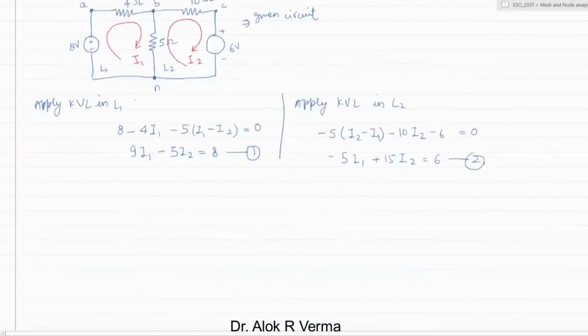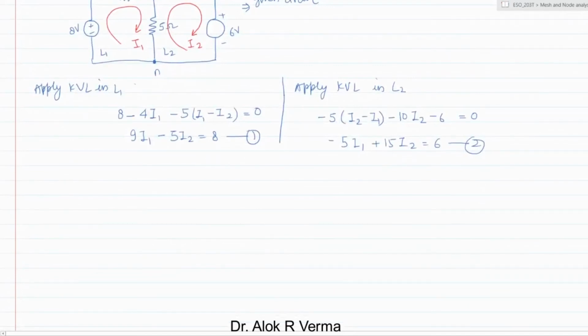Now from equations 1 and 2, we can solve for I1 and I2. So 2 variables and 2 equations. Now suppose we write it in the matrix form. So in matrix form, right?